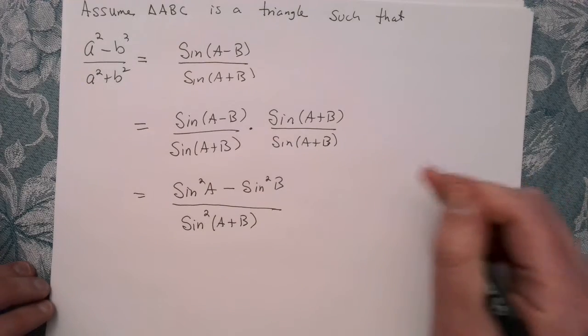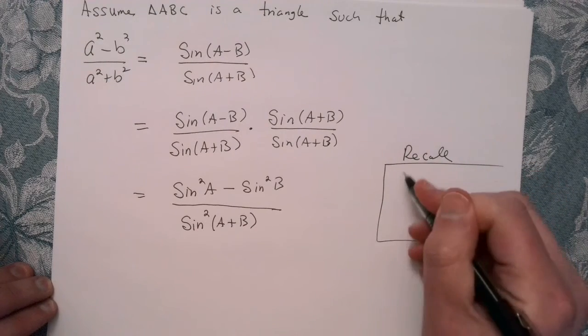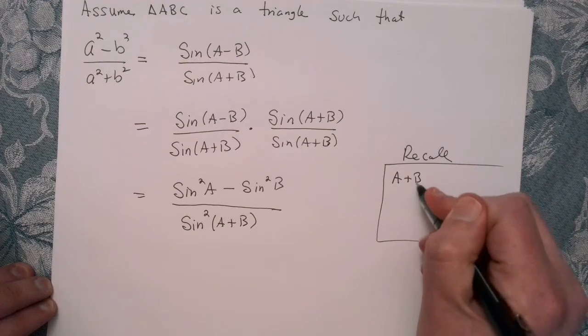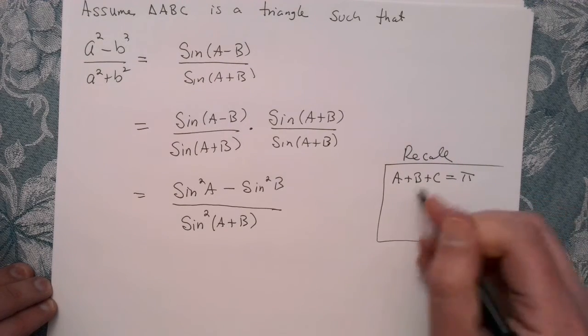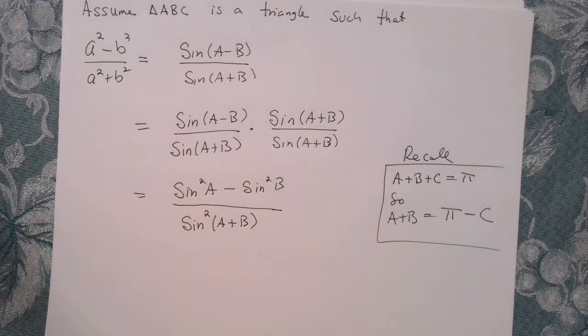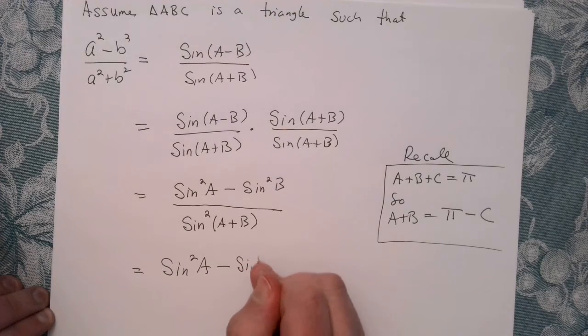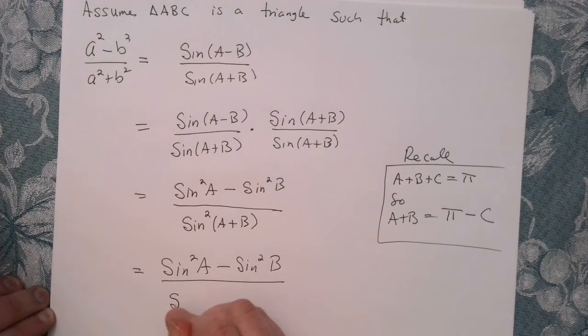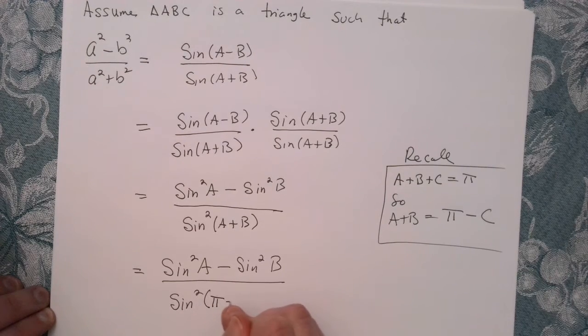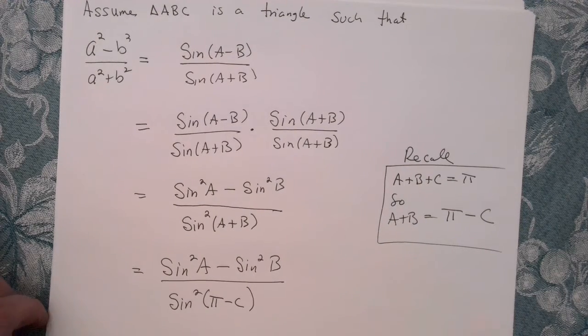Okay, so let's just recall on the side that the measure of angle A plus the measure of angle B plus the measure of angle C is equal to pi. And so A plus B is exactly pi minus C. That's going to allow me to replace this with pi minus C, and then I can expand this out using the sine of the difference of angles formula. Okay, so let's go ahead and do that.